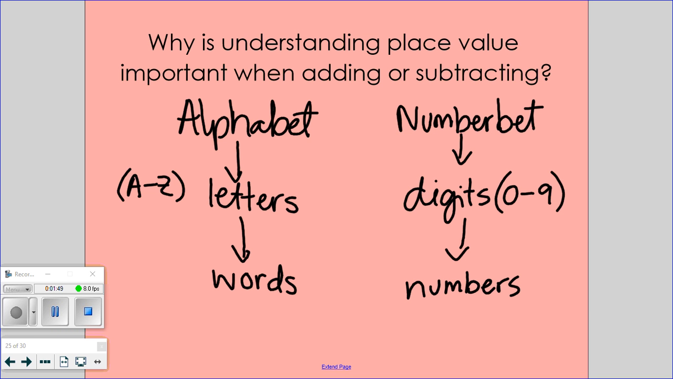So Aiden, you said what? There's no 10. Can I use the 1 digit and the 0 digit and push them together to make a number? Yes. So we have the alphabet, which we are used to. This is how numbers work. The number bet. We have our digits, which are 0 through 9, and we can use those digits to make lots of different numbers, just like we use our letters to make lots of different words.